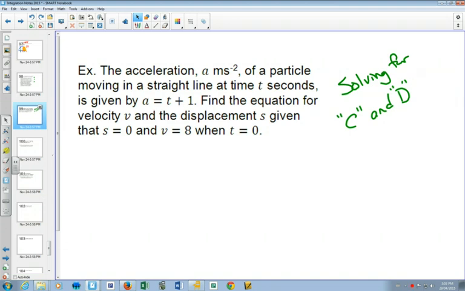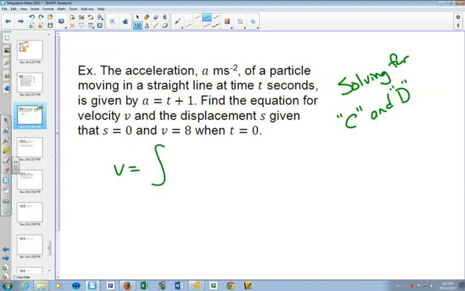Now, here we are. We want to find the equation for velocity and displacement, given that displacement is 0 when time is 0, which is a very common thing, unless you're measuring it based on another fixed point. And when time is 0, our initial velocity is 8 meters per second.